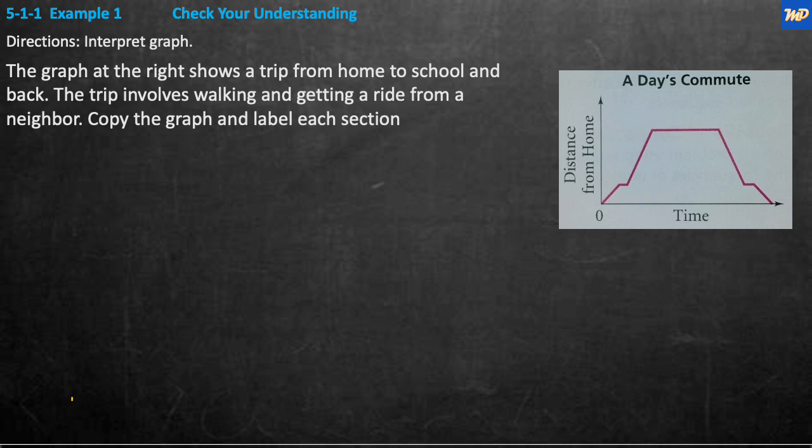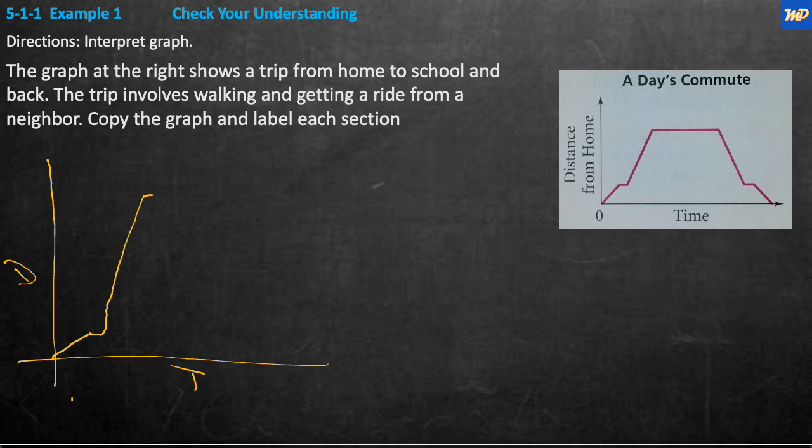Let's see. We have an X axis and a Y axis, and this is distance, and this is time, okay? And so we start to school at a walk, right? We're going to walk, and then we're going to get to a point where we're waiting for the neighbor to give us a ride. And then when the neighbor gives us the ride, we're going to go way faster, so the line is a lot steeper. And then we're going to be at school, so we're going to be at school during the day.